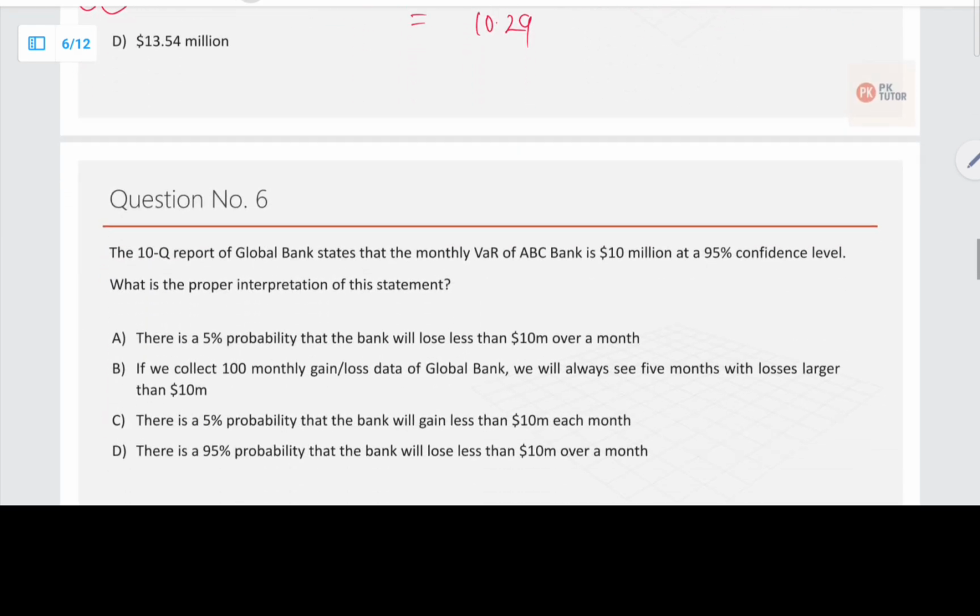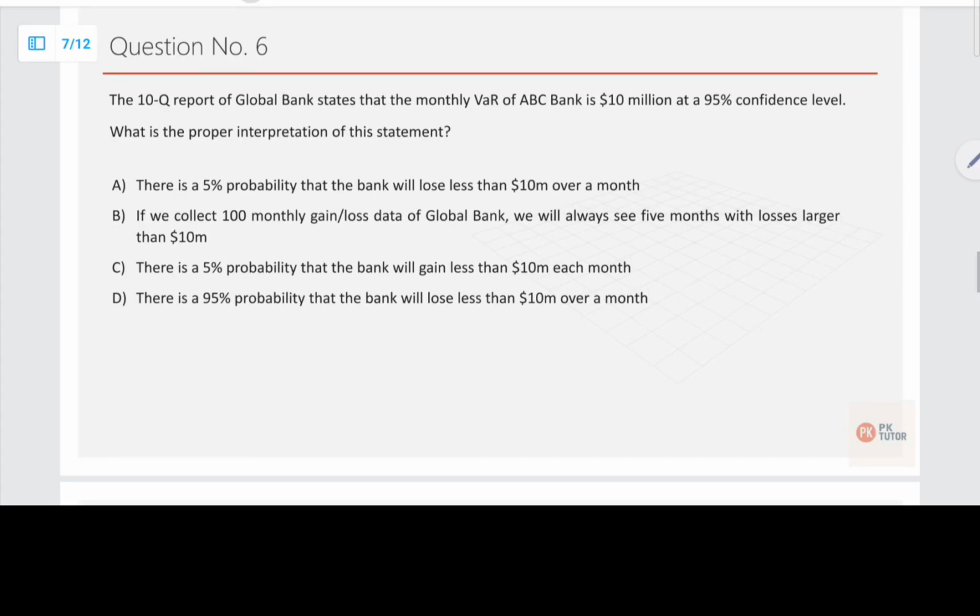Now going to the 6th question. Okay, proper interpretation of this statement. So what is the statement? The statement is the 10Q report. Okay, there is some form 10Q. There is a report on the global bank that states monthly.